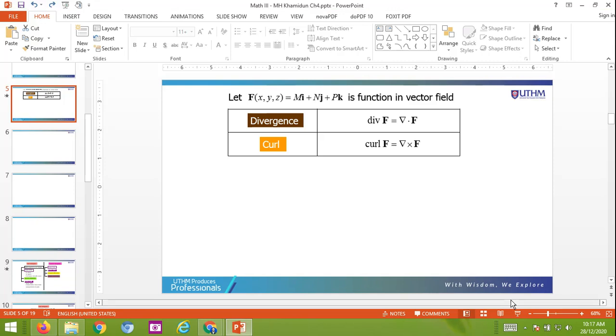Okay, good morning. So for the class today, we continue with the del operator for the vector field. This is how we can determine the divergence and curl. Before we proceed with this operator, let us know the definition of divergence and curl. What do you understand by divergence and what is the curl?